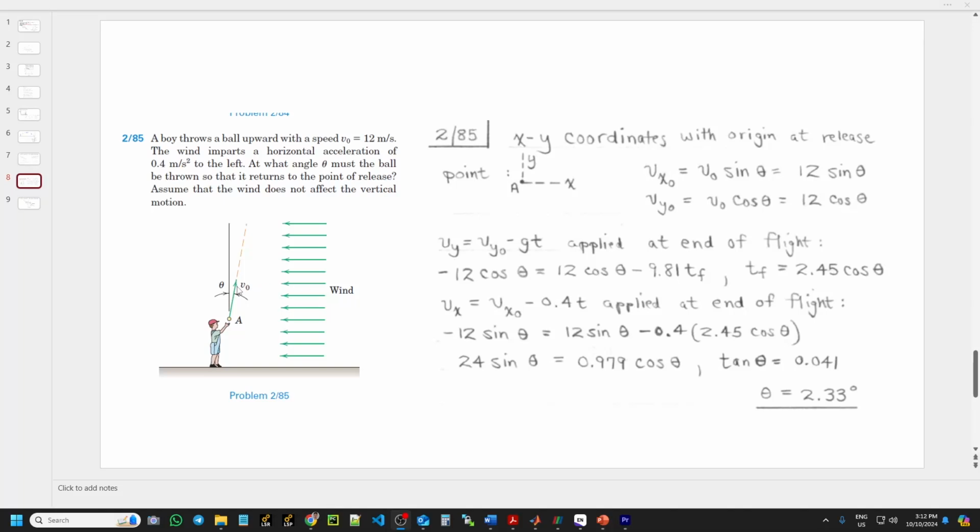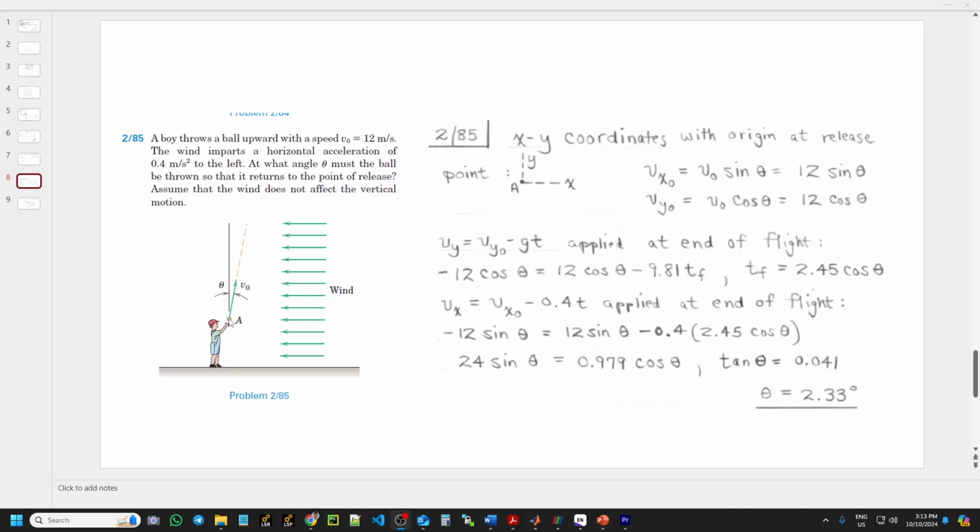So the important point is when it comes back, the velocity is in the opposite direction in the y. So for example, if we have 12 cos theta, it will be minus 12 cos theta. So g will be the same, 9.81, and t is t final. It means how long it takes to go up and come down.